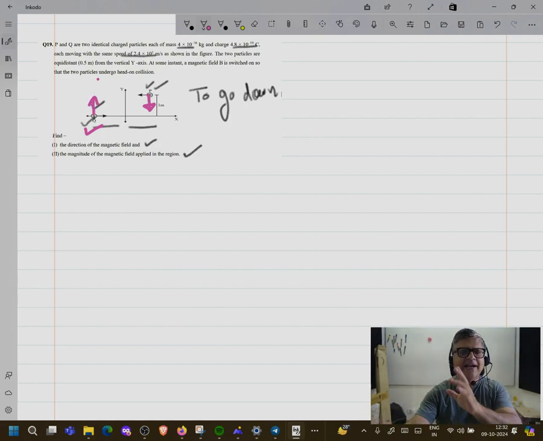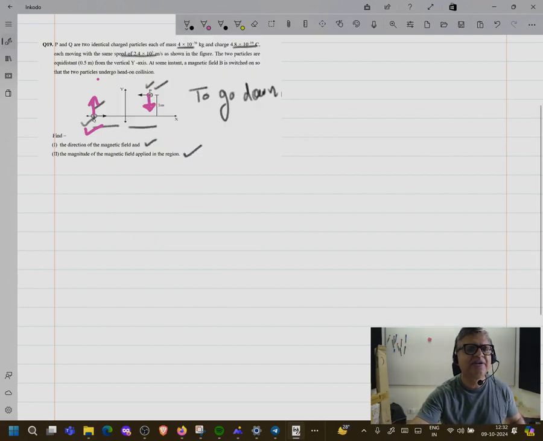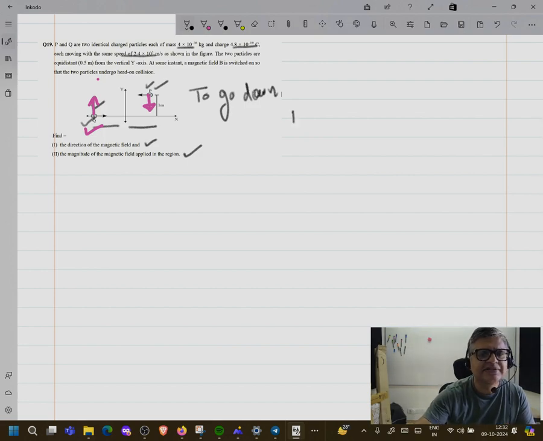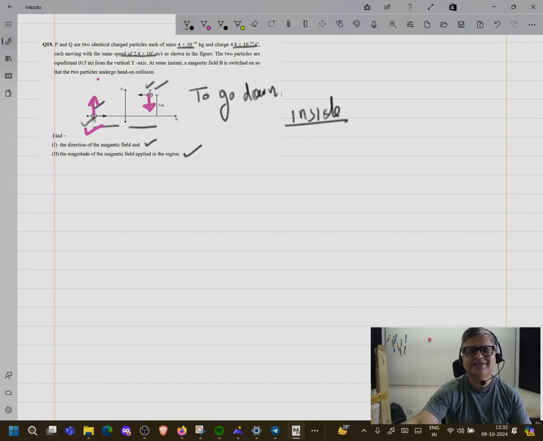This is exactly what we want. We want that they move towards each other somehow for them to collide. So my guess that the magnetic field is inside is correct. So the first answer is that the magnetic field is inside, because it ensures that the charges are moving towards each other. Let's go to part 2 now.